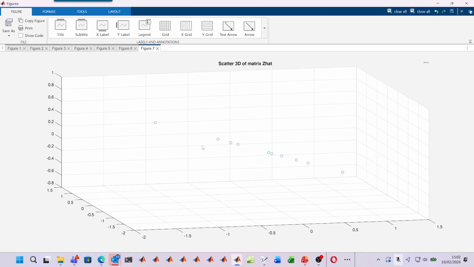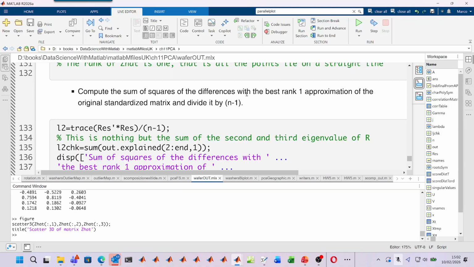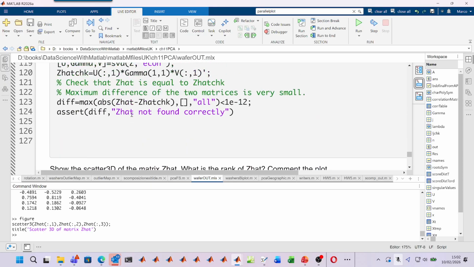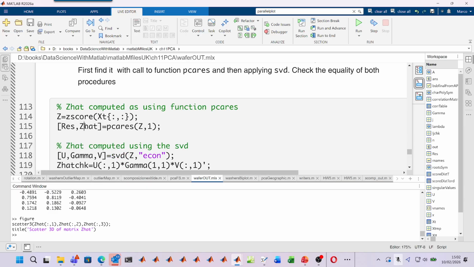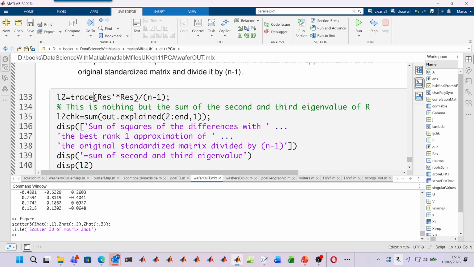In fact, you project them onto this line, the line of the first principal component. This is what we have just seen. And what is the variance that you lose, the variability of the points that you lose? Compute the sum of squares of the difference with the best rank 1 approximation of the original standardized matrix and divide it by n-1. Here res is equal to the difference between Z and Z hat, which also comes out from the MATLAB function PCA res. Well, what is this quantity here? This is nothing but the sum of the second and the third eigenvalue. This is the amount of variability that you lose.